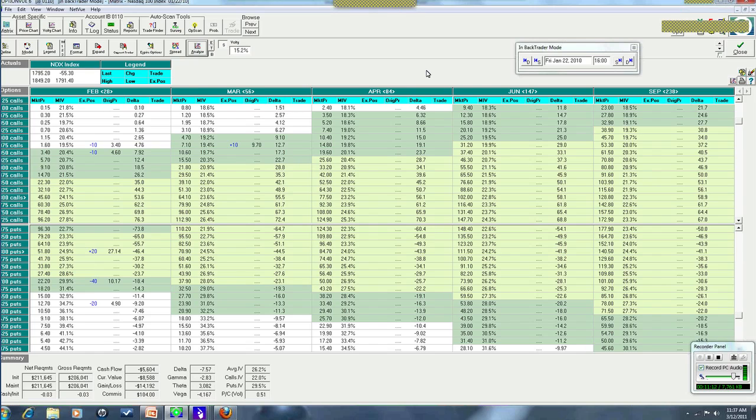And how are you picking your locations for your initial short? Well, for those, I just basically put them out there at the 8 or 9 delta, just inside or outside one standard deviation.